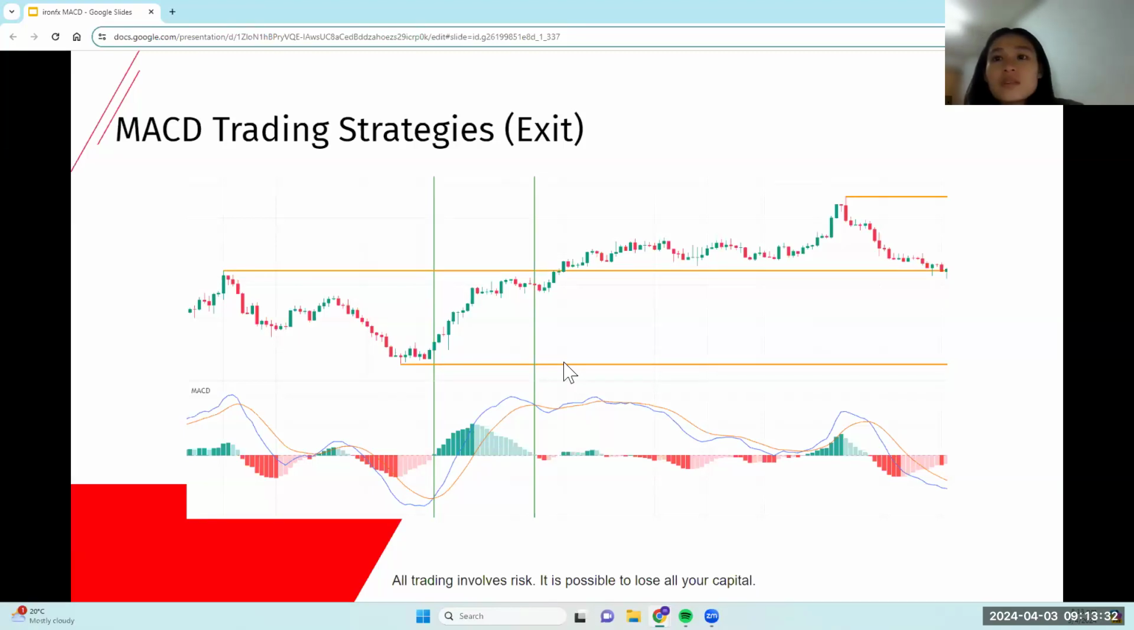Okay, an exit would be between these two areas as an example. You can see where we've placed our resistance as well as our support. We have a bullish indicator here. So the minute that price crosses below, that's your exit sign.